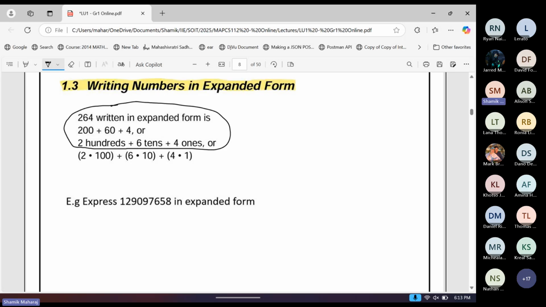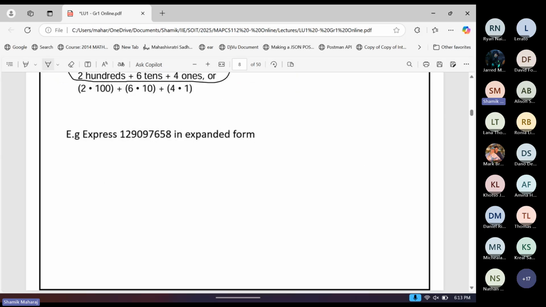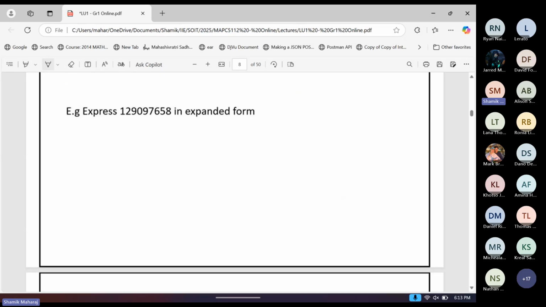It's telling you to write 264 in expanded form. It basically means just write it as 200 plus 60 plus 4. That's easy stuff to do. 264 is 200 plus 60 plus 4. So if you are told to write a number in expanded form, that's all you need to do, and you get a fair amount of marks for this. Just keep that in mind. It's one of the easiest ways you can get marks. There's an example for you guys to try. Express this big number in expanded form. Just break the thing up.